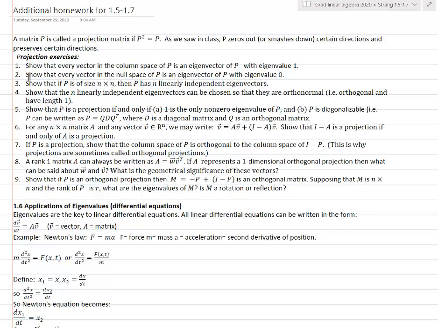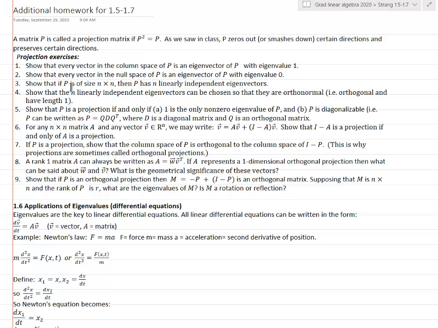Okay. Number 2, show that every vector in the null space of P is an eigenvector of P with eigenvalue 0. All right, so we've got these two things. Okay, number 3, show that if P is of size n by n, then P has n linearly independent eigenvectors. Now these may or may not be unique, but I can choose n linearly independent eigenvectors. Now what eigenvalues do they have? Well, some have 1, some have 0. But I'm not specifying that in this problem. You just want to show that P has n linearly independent eigenvectors. So a way to approach this is to show how you would construct linearly independent eigenvectors using this information here.